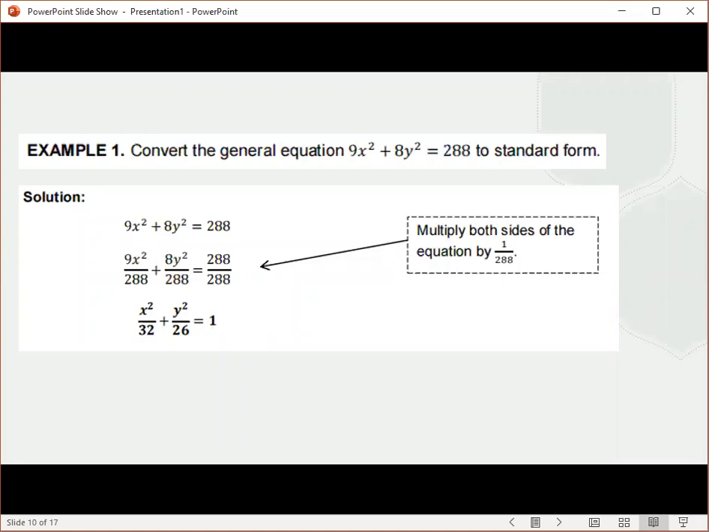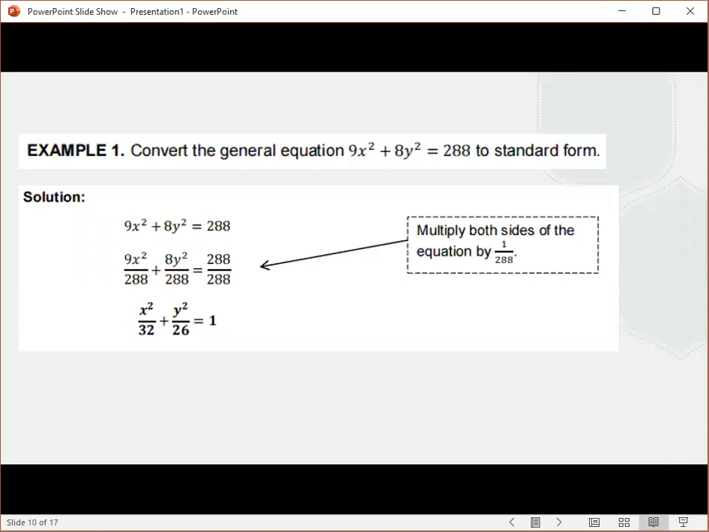Now, what is the direction of your major axis here? You may type your answers in the chat box. What do you think is this ellipse? Is this a horizontal ellipse or is it a vertical ellipse? Very good. This is a horizontal ellipse because the denominator of x is greater than the denominator of y.